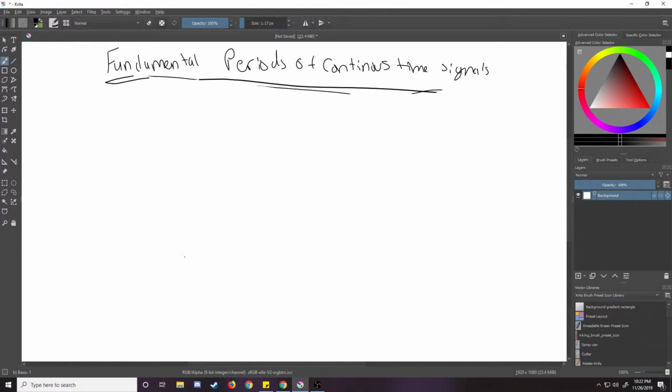I'm going to show you guys how to solve for the fundamental periods of continuous time signals with two quick examples. The first example is just going to be a simple one displaying the cosine of 2 pi t and how to get its period.